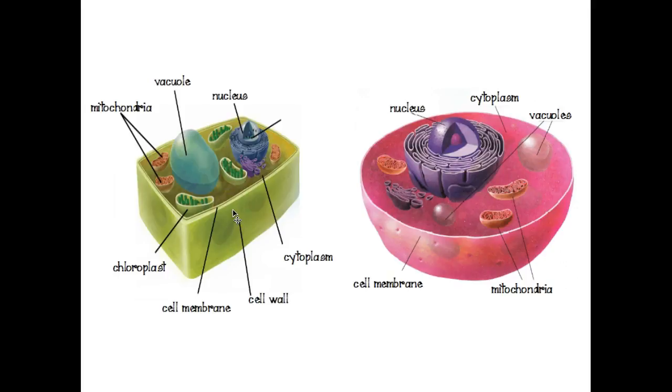But another thing that will tip you off that it's a plant cell is the presence of one large vacuole. Notice that animal cells have several small ones. Plant cell has one giant one.